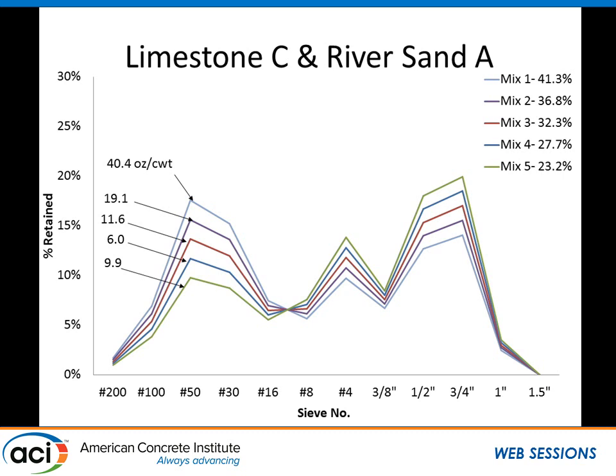Oh, I have to apologize. I have to explain this curve. This is the sieve analysis. This is the sieve size. This is the percent retained. These are different mixtures, and this number is how many ounces per hundredweight it took to pass the box test. Now 40, that's pretty high. That's bad, right? But notice, as we lower the sand content, this is percent retained, so it has to total 100%. If I push down somewhere, I have to push up somewhere else.